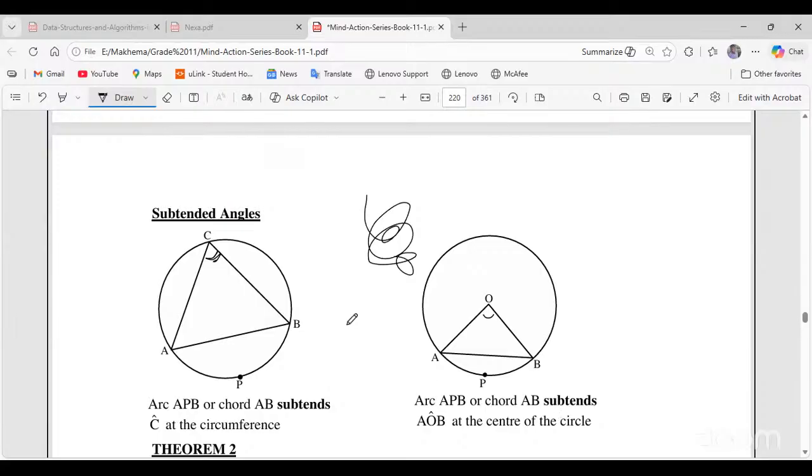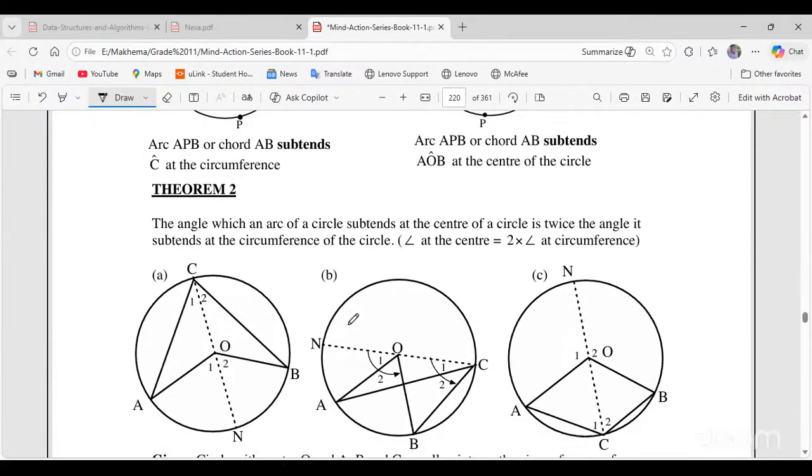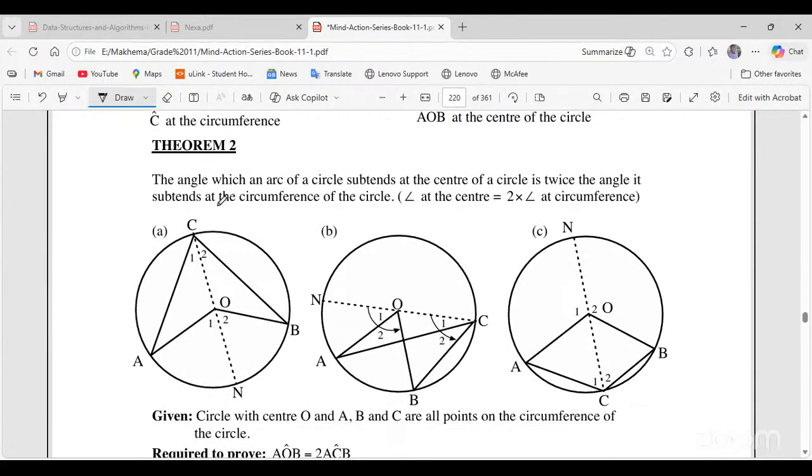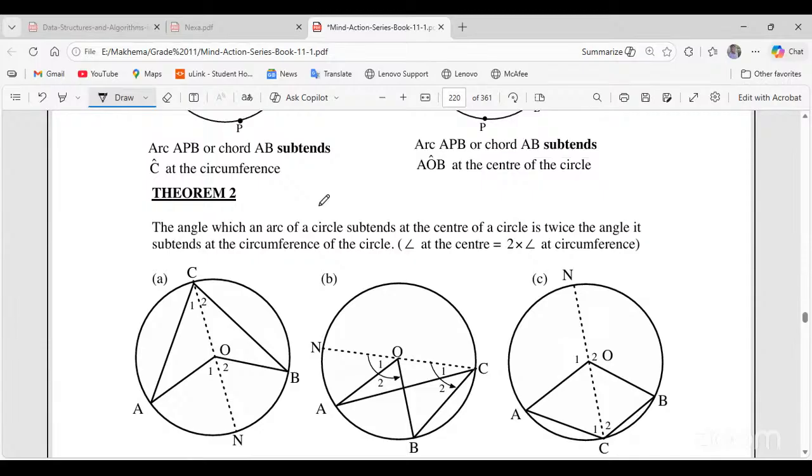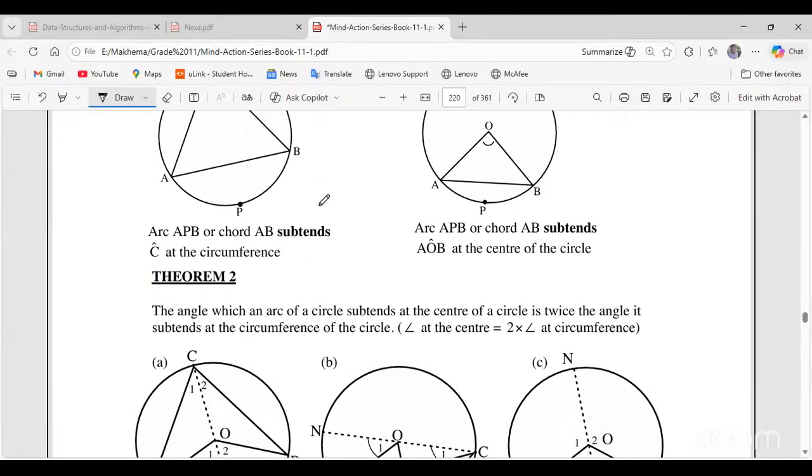Now let's go to the next theorem, which is theorem 2. The angle which an arc, this is the arc, right, subtends at the center of the circle is twice the angle it subtends at the circumference. I don't know if this makes sense. Does it? Let's go back to that part.